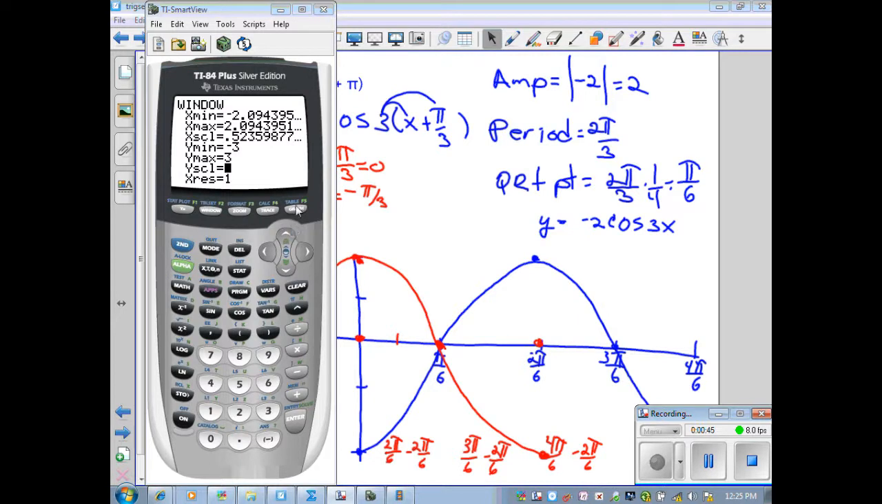Now what we want to do is graph, and that should give us our function with the phase shift. Let's check our solution.